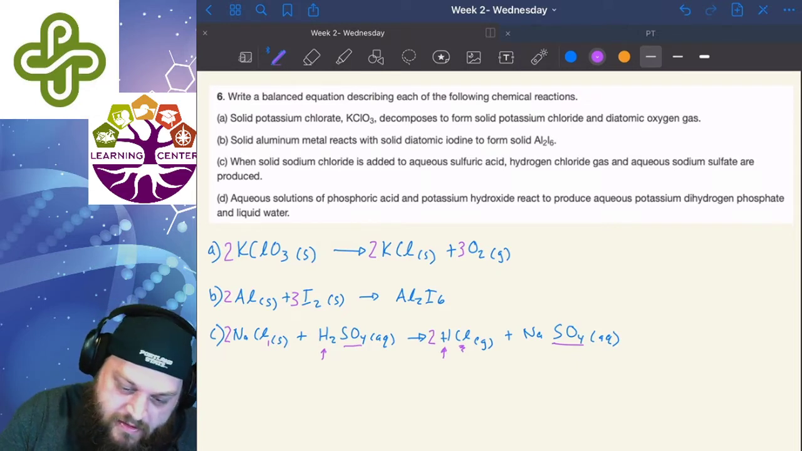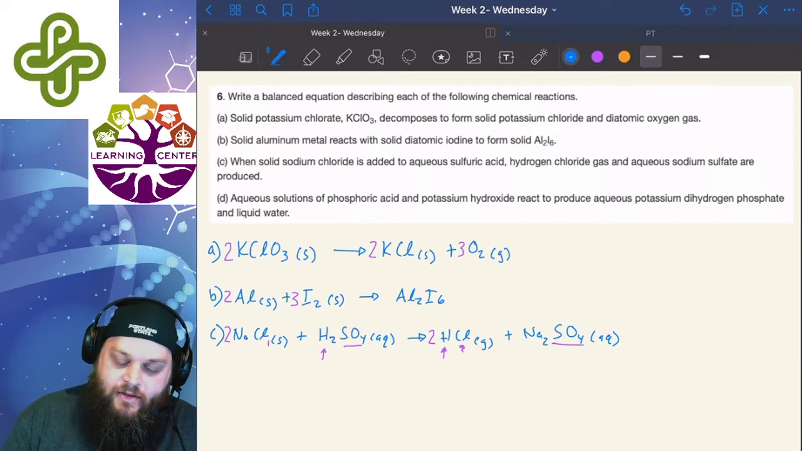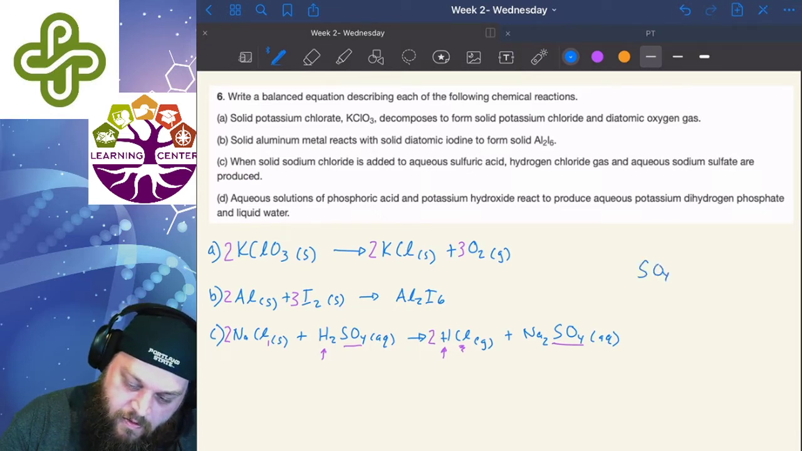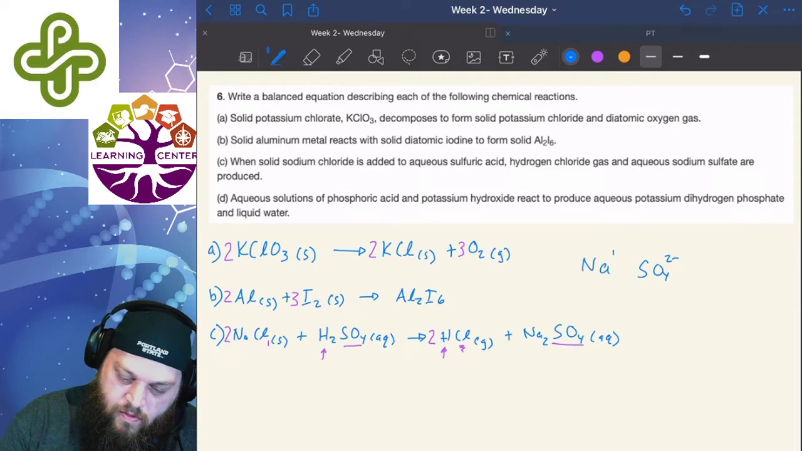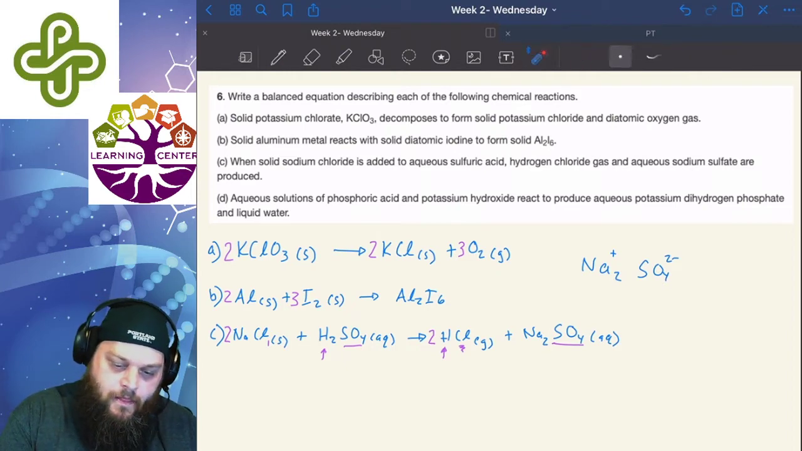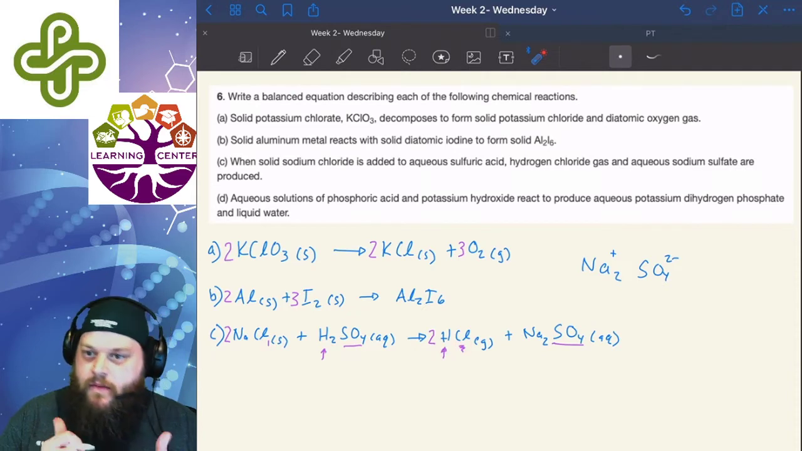Oh, I'm sorry, that's where I was messed up. That should be Na2SO4, so sodium sulfate. The sulfate SO4 is a 2 minus, so it needs 2 sodiums to balance it. So we're balanced at that point. We have 2 sodiums there, and 2 sodiums there. 1 sulfate, 1 sulfate. We have 2 hydrogens, 2 hydrogens, 1 chlorine, 1 chlorine. Everyone's happy.